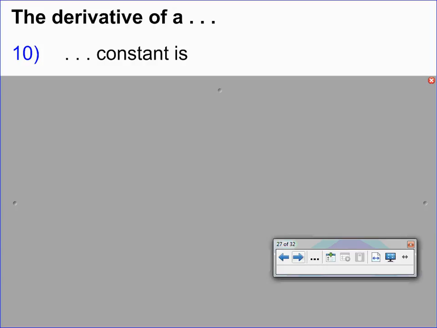The derivative of a constant is number 4. 0. Plus 10.